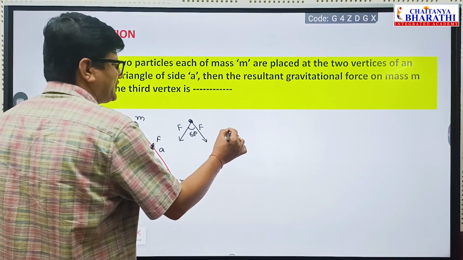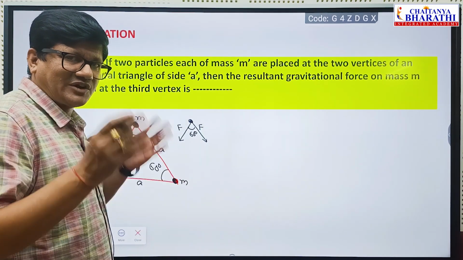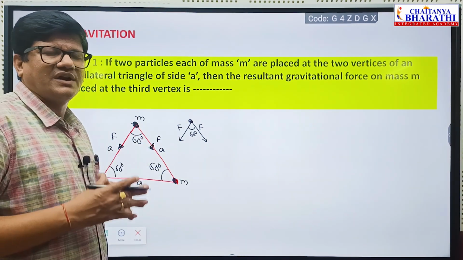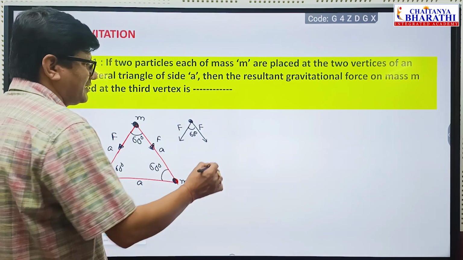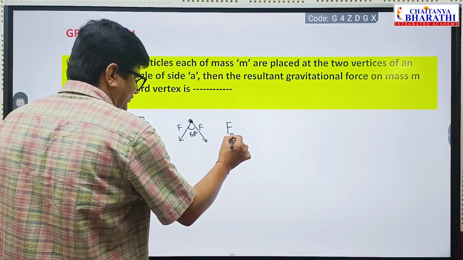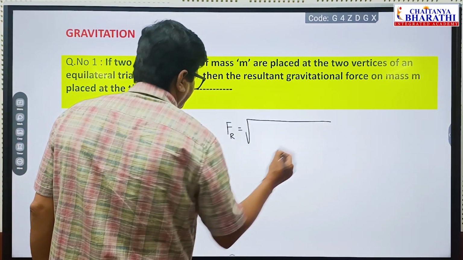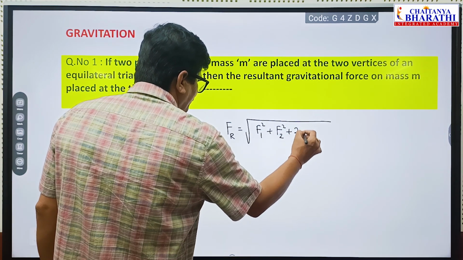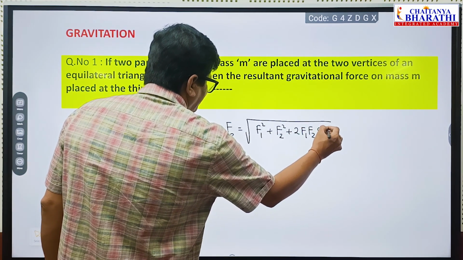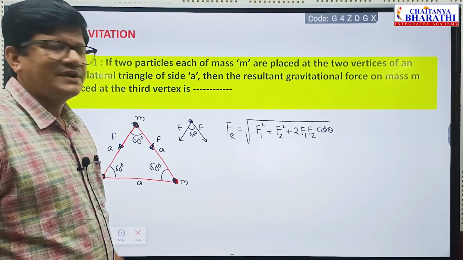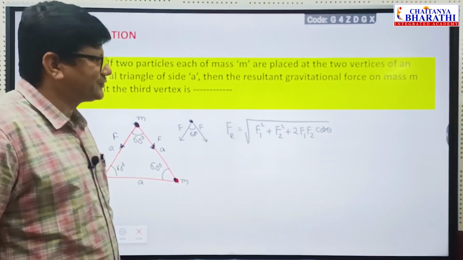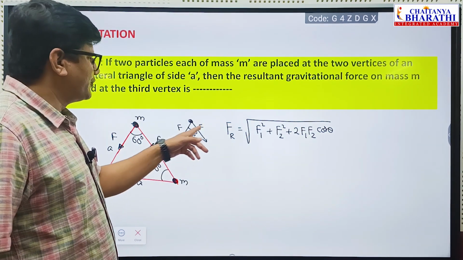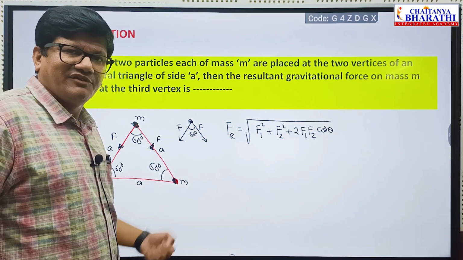So what is the formula for force? You know vectors, na. In the starting chapter, kinematics, we already discussed the vector chapter, in that the parallelogram law of vector addition. According to the parallelogram law of vector addition, there is a resultant force. So what is the resultant force? Fr equals root of F1 square plus F2 square plus 2F1 F2 cos theta. This is the resultant formula. Since force is a vector, we can use vector algebra.